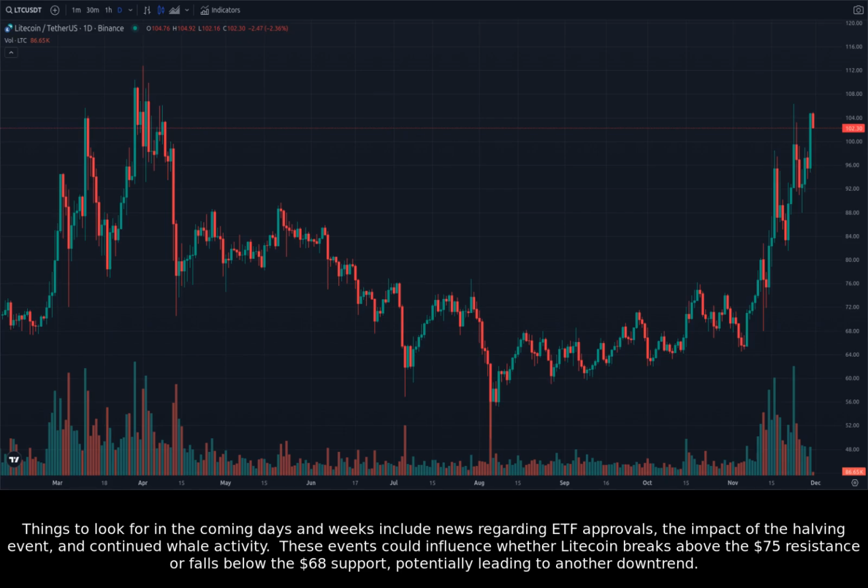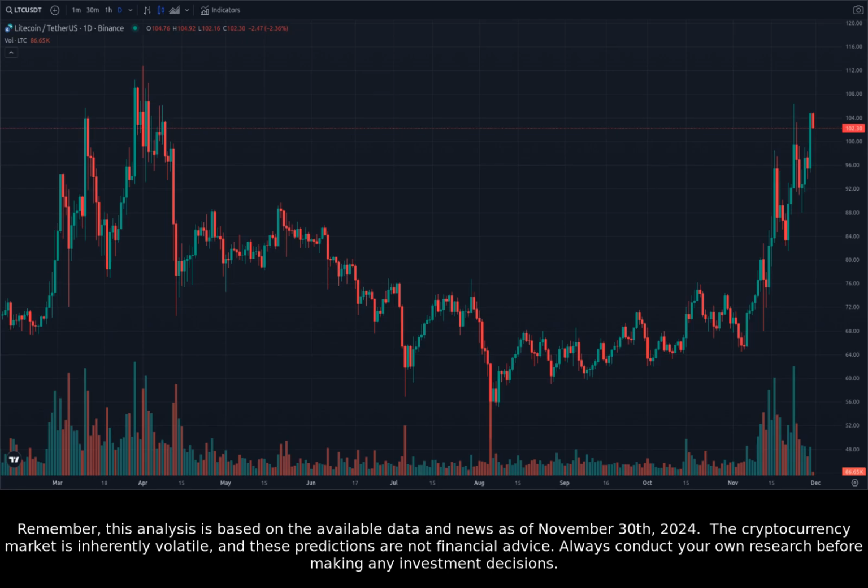Things to look for in the coming days and weeks include news regarding ETF approvals, the impact of the halving event, and continued whale activity. These events could influence whether Litecoin breaks above the $75 resistance or falls below the $68 support, potentially leading to another downtrend. Remember, this analysis is based on the available data and news as of November 30th, 2024.